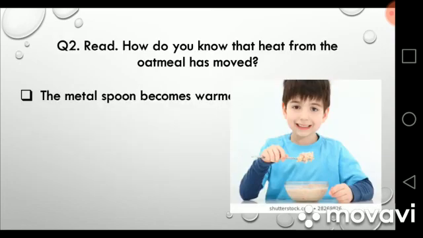Question number 2. You can see a boy is eating oatmeal with a metal spoon. You have to tell how you know that heat from the oatmeal has moved. You may feel that the metal spoon becomes warmer, and that is an indication of conduction.